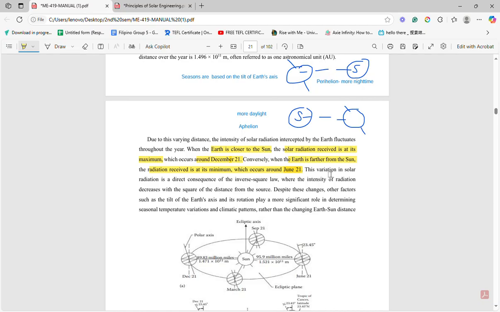And the variation in solar radiation is a direct consequence of the inverse square law, where the intensity of radiation decreases with the square of the distance from the source.